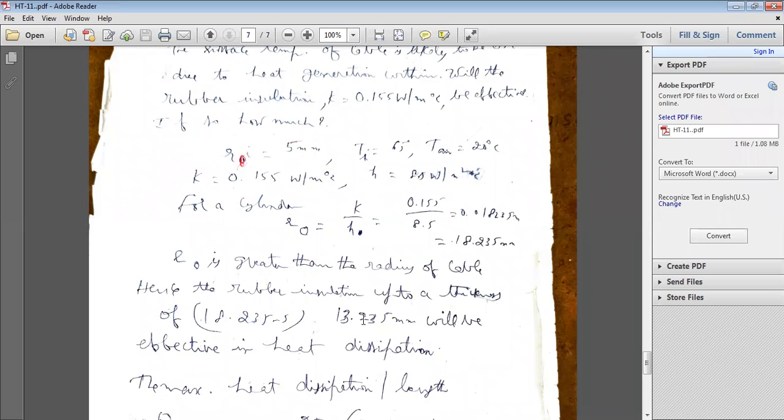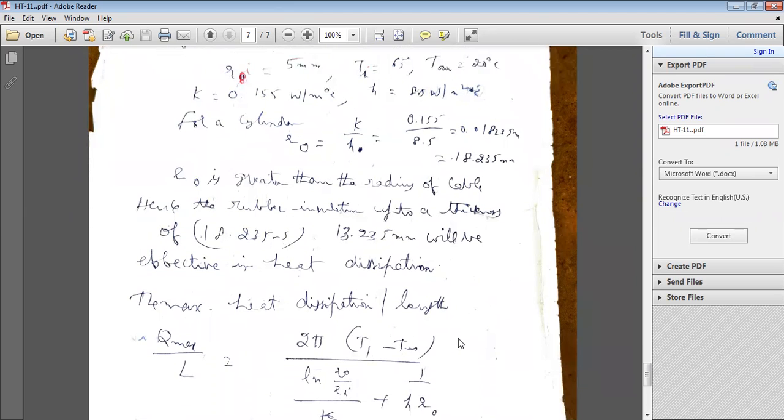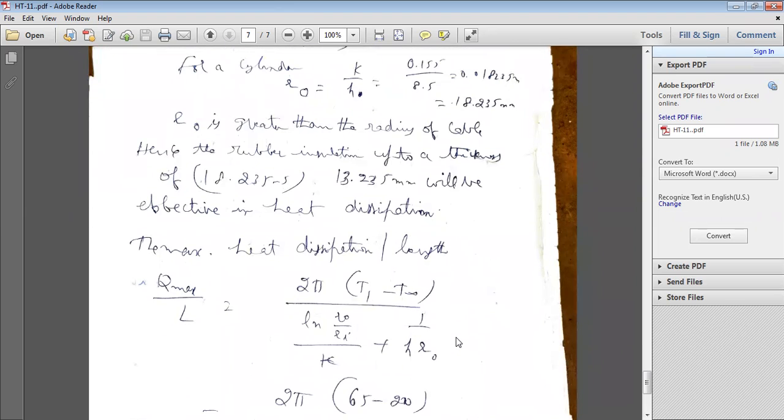That's why a critical thickness of rubber material of 13.235 mm is available. The critical thickness of insulation of 13.235 mm will be effective in dissipating the heat from the cable to the outside air. Next, what is the quantity of that heat dissipation?